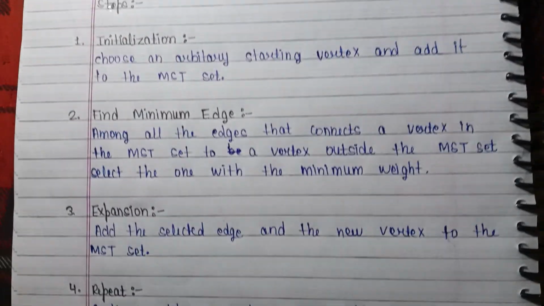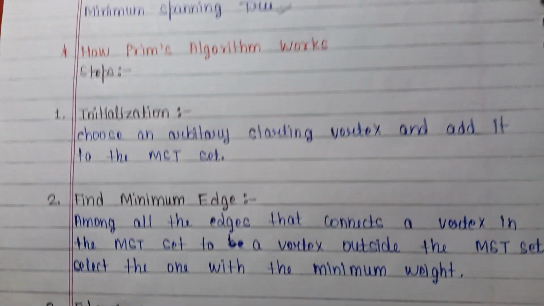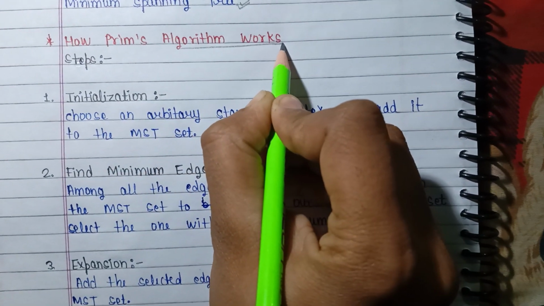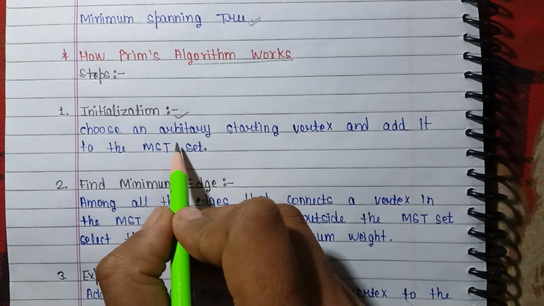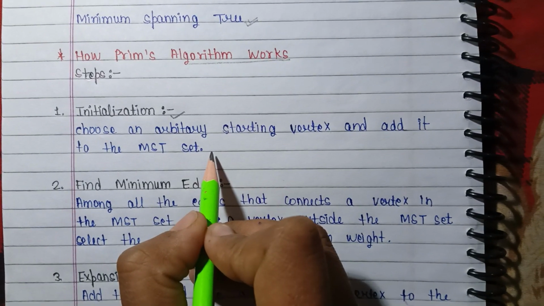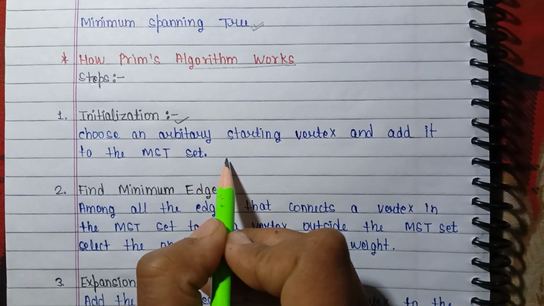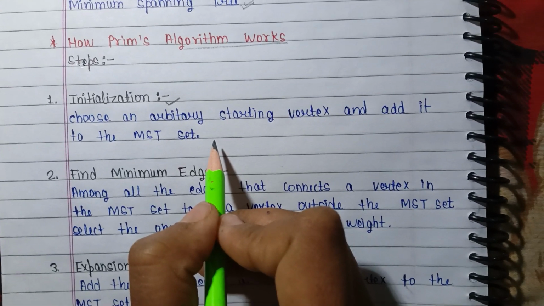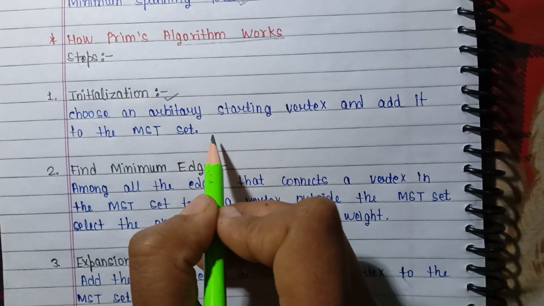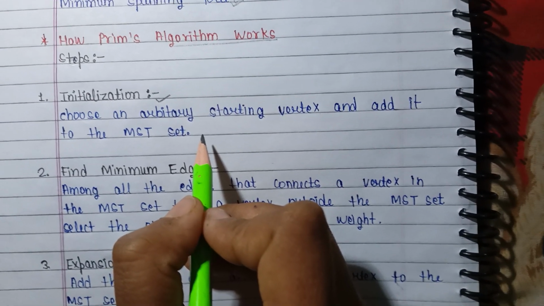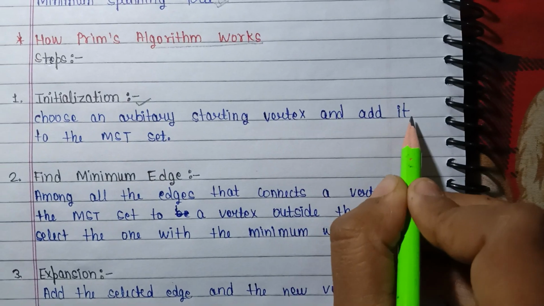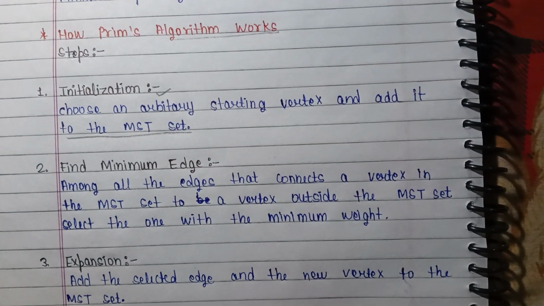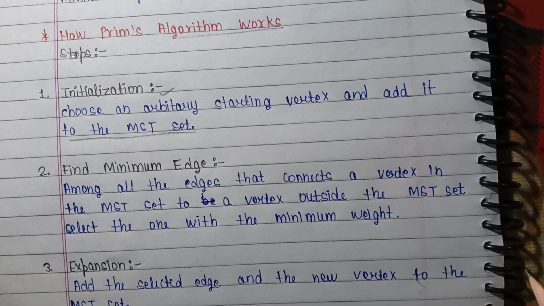Okay, now come to the working of Prim's algorithm. First, initialization: we start from a random or arbitrary vertex. If the starting vertex is given in the question, then you can start from that vertex. Otherwise, you can start from a random vertex, and add it to the minimum spanning set. I will also explain the working with the example.